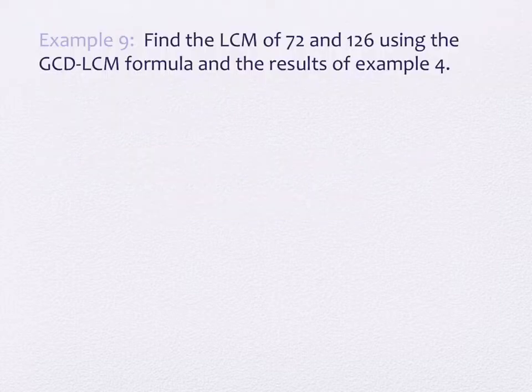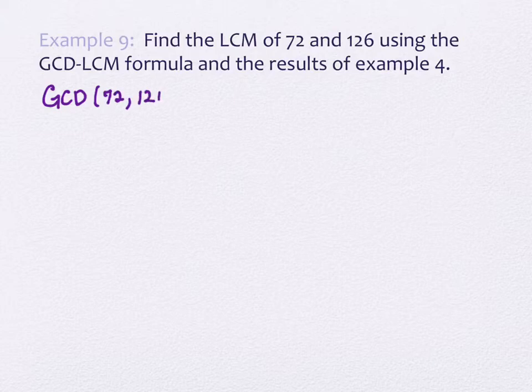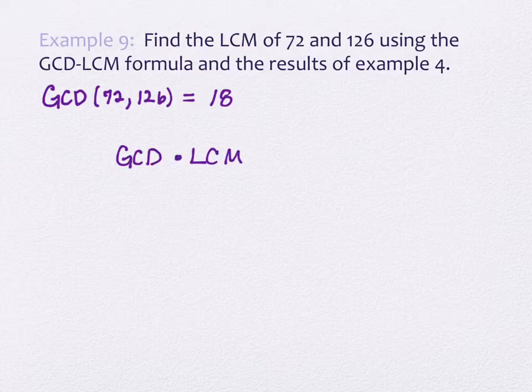So we're going to do an example where we go back to something from last time. Last time we had example 4. So flip back over to example 4, and I'd like for you to find for me the greatest common divisor on example 4 of the numbers 72 and 126. And we found it using the Euclidean algorithm. 18. It was 18. All right, thank you. Okay. So what this formula says is that the GCD times the LCM should equal 72 times 126. Okay? And we know the GCD, it's 18.